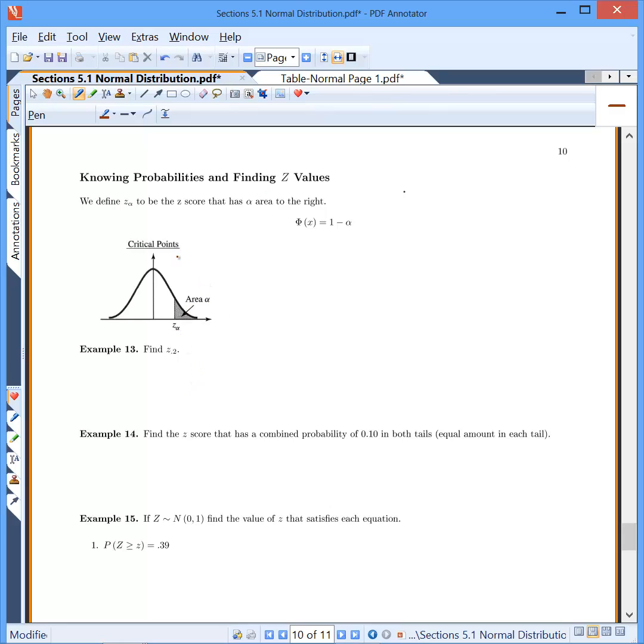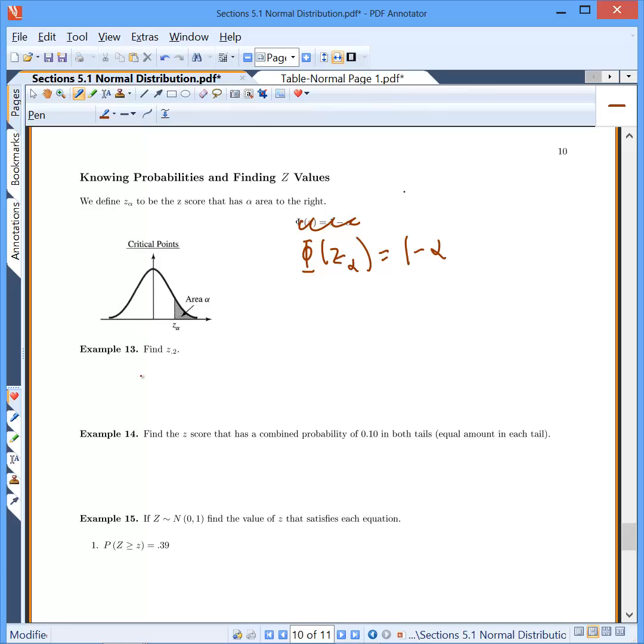So if this is my z critical value, then the area to the right is alpha. Phi of z alpha equals 1 minus alpha, because if the area to the right is alpha, then the area to the left is 1 minus alpha.